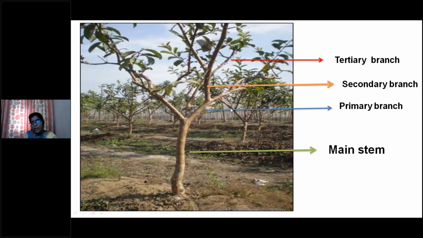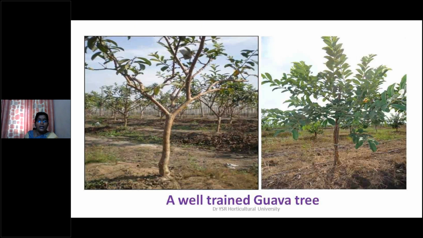These primary branches are again pruned to get the secondary branches. These secondary branches are to be allowed to grow for 3 to 4 months. Again, these secondary branches have to be pruned to get tertiary branches. Like that, we have to make the tree an open vase shaped canopy, where the branches spread like an umbrella, so that we can have better penetration of solar light and better air circulation. So this is a well-trained guava tree. This knowledge should be there when you are going for high density planting.